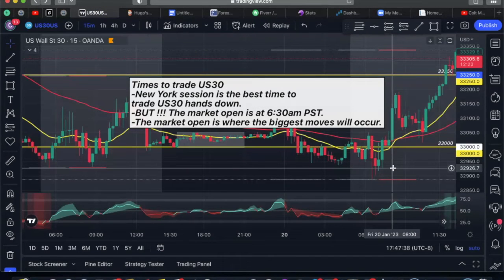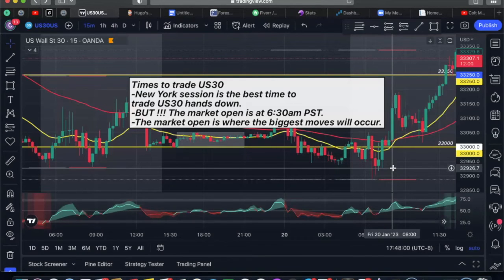Okay, I want to give you guys the times to trade US30. The New York session is the best time to trade US30, hands down. There is no other session that has as big of moves during the New York session. The London is, it's alright, but the New York session is definitely the session to trade during or trading with US30.